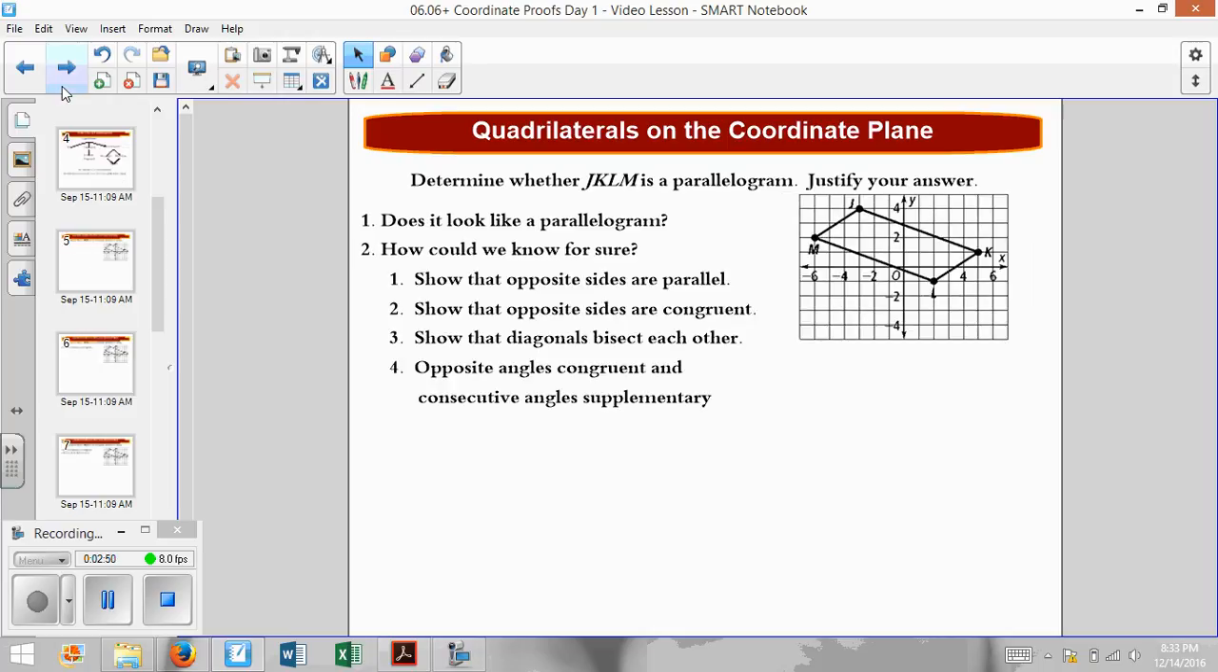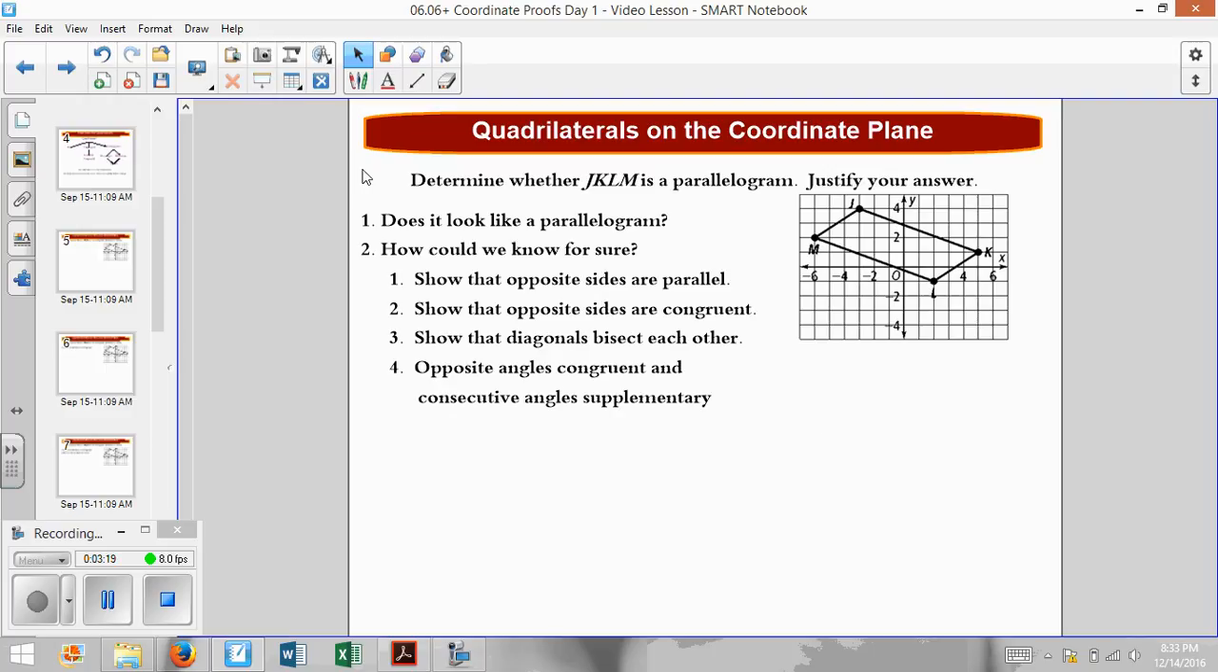So these are the four different options, and I believe there's a place for you to copy this into your notes packet. First, you could show that opposite sides are parallel, or you could show opposite sides are congruent, or you could show the diagonals bisect each other, because again, that's only true in the parallelogram family. Or you could prove that opposite angles are congruent and consecutive angles are supplementary. Okay, that's a lot. So on each problem, you're going to want to just pick one of those.